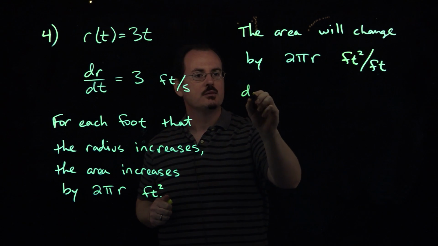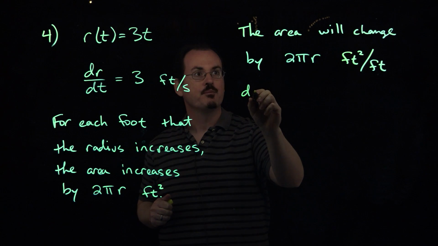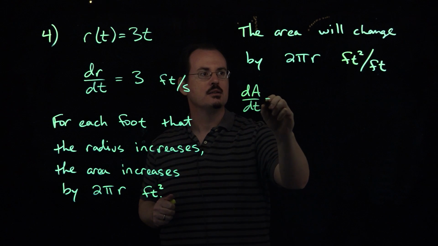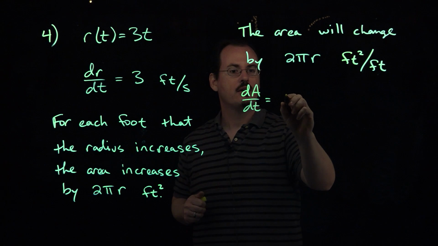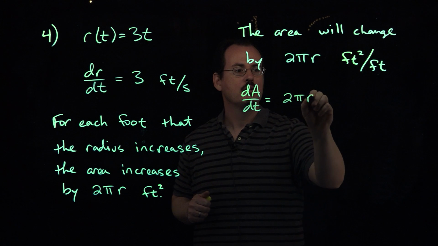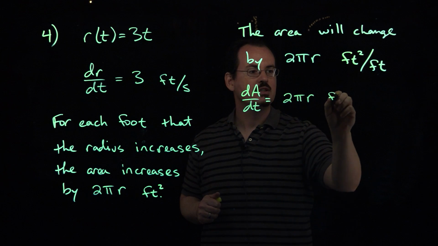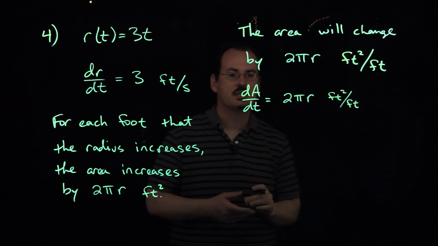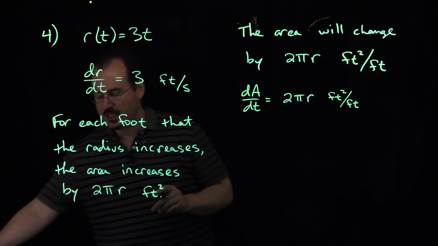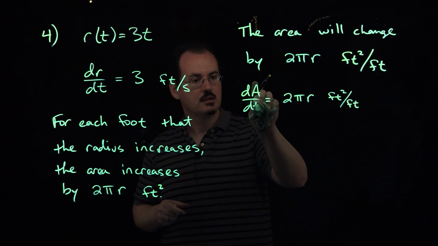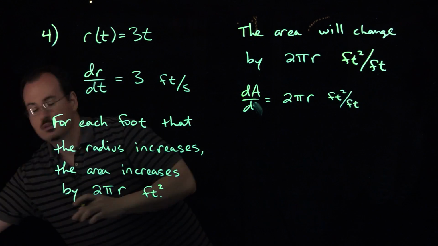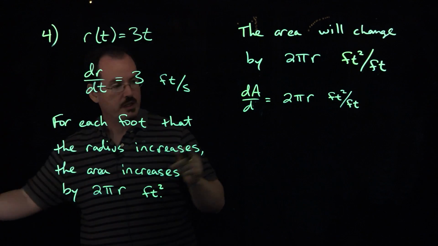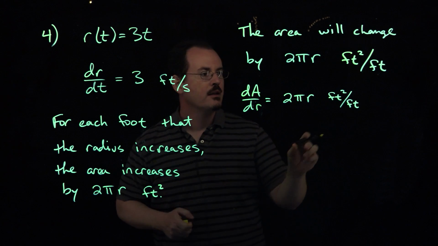We can look at this in terms of derivatives by saying dA dt is equal to 2 pi r, and then the units on this are feet squared per foot. That's kind of a strange unit, but the way that we can interpret this, oops, sorry, this should be dA dr, not dA dt. Let me fix that, and then I'll try to explain why the units are the way they are. So this is dA dr.